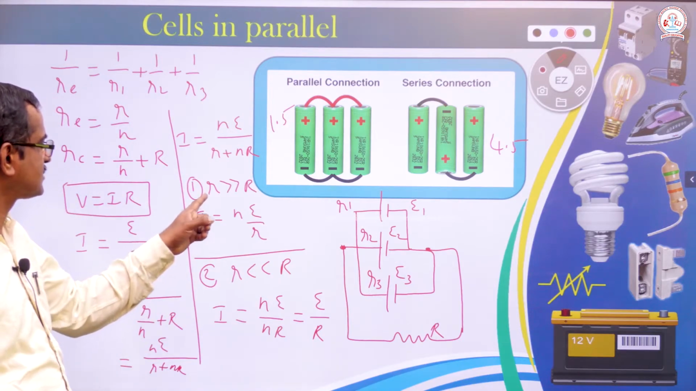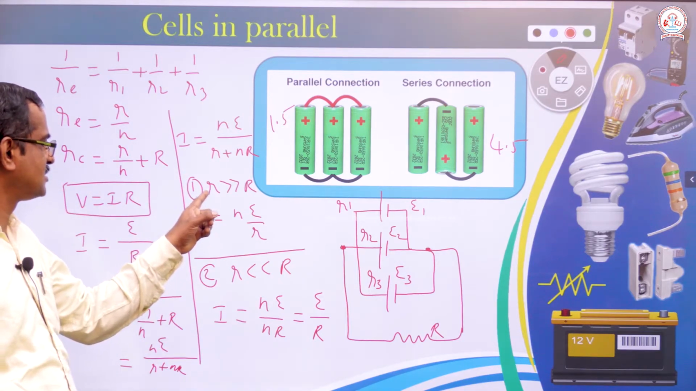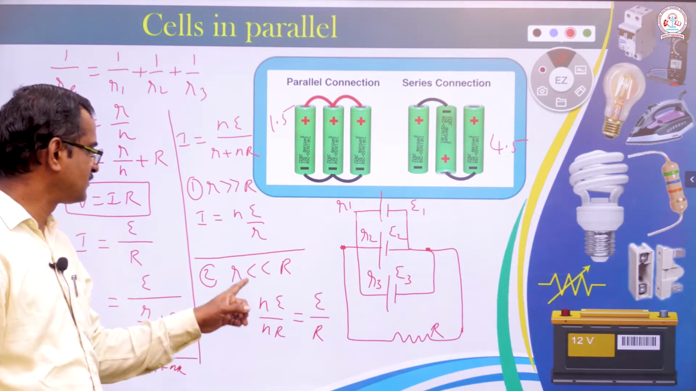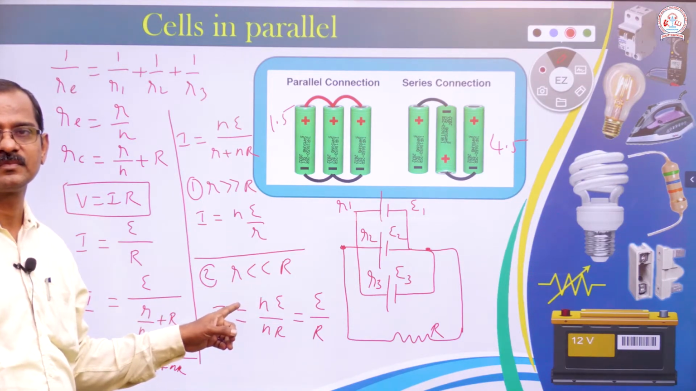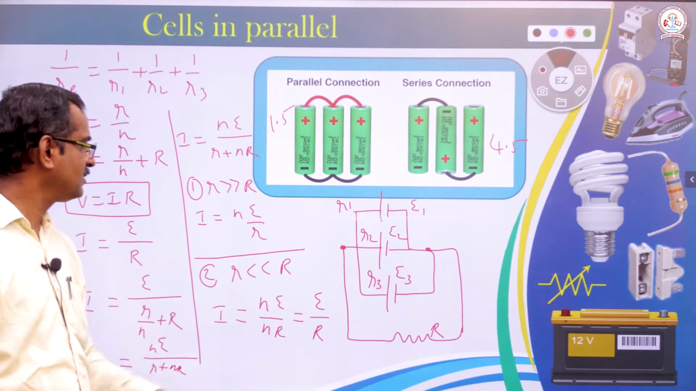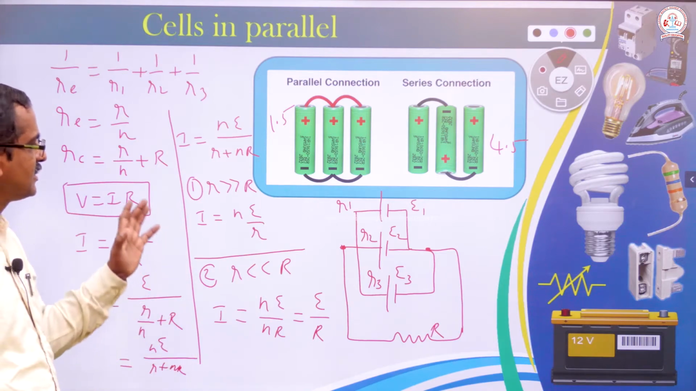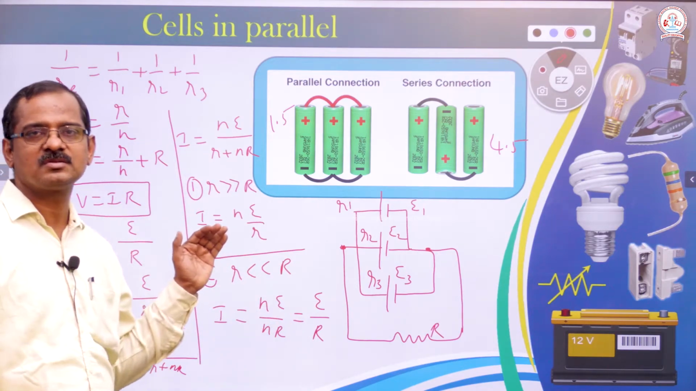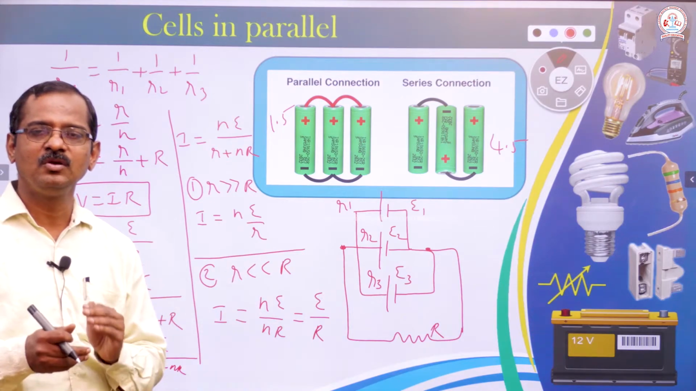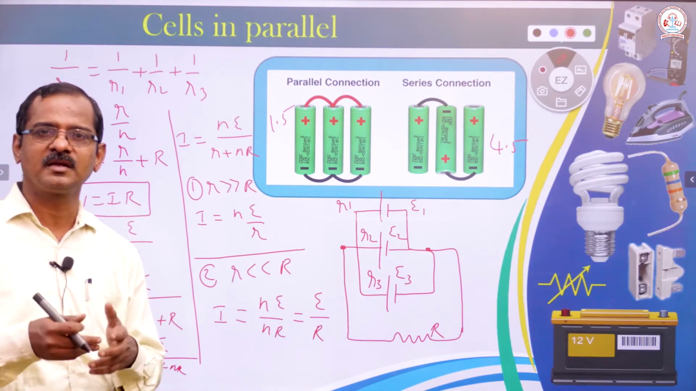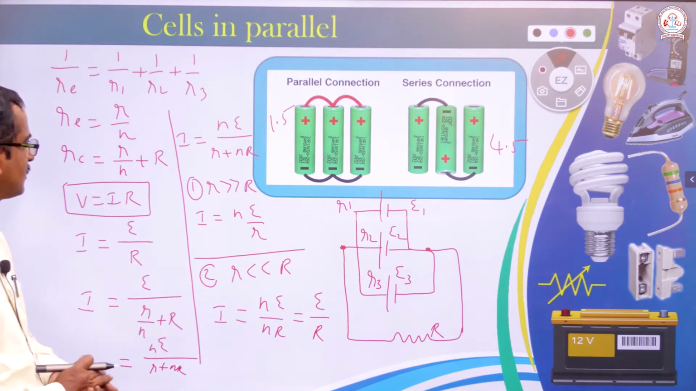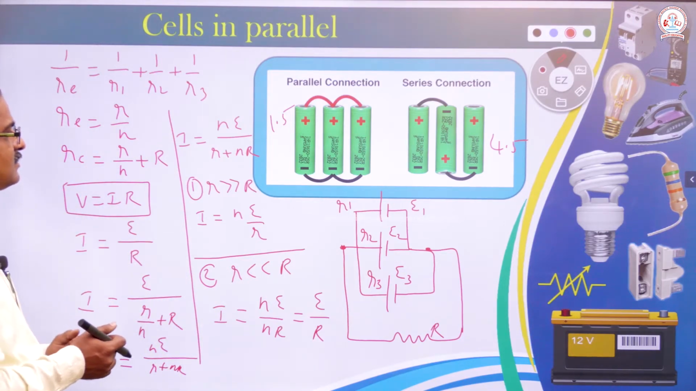This is when r, the internal resistance, is very, very high. This is when internal resistance is very, very low. We get n epsilon by R, this is simply epsilon by R. So in case of batteries, generally the cells should have very, very low internal resistance, so that we can get more current in the external circuit. This is about cells in series and parallel.